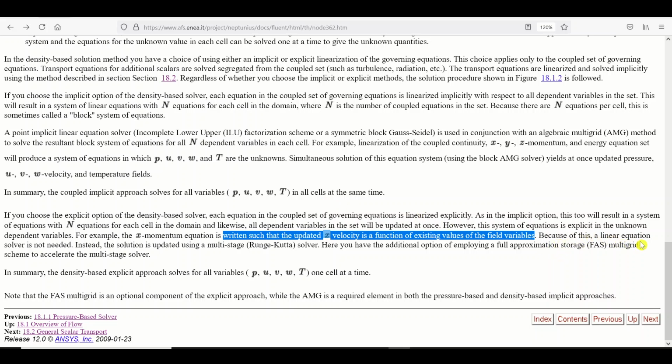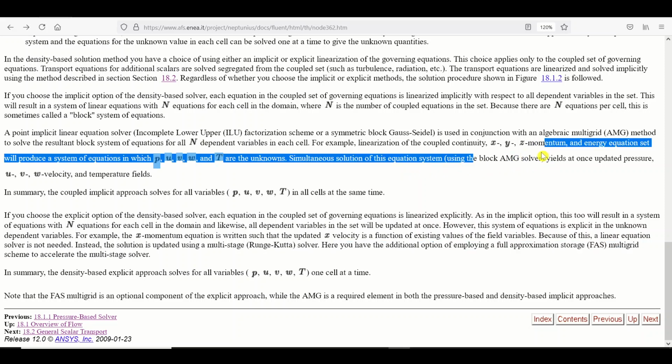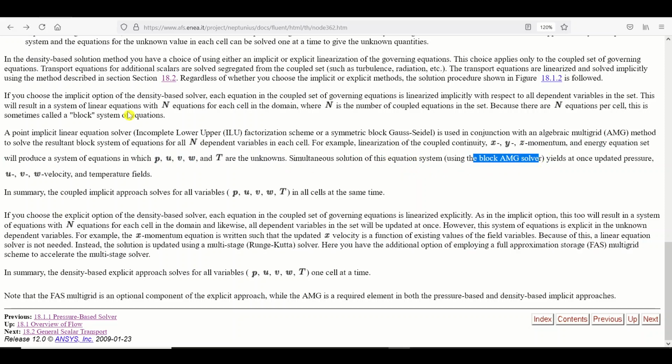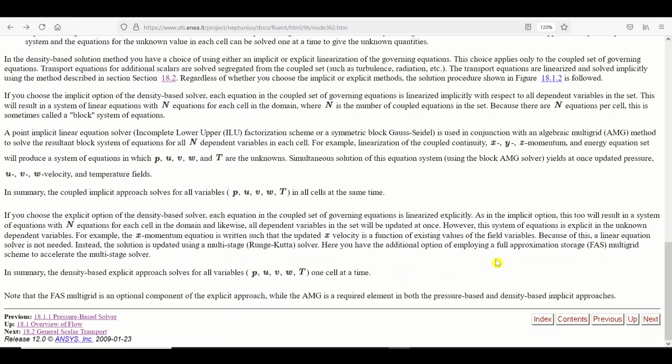Now, because of this reason, a linear equation solver is not needed. Instead, the solution is updated using the multi-stage solver. So in the previous case, we have used the AMG solver, and we have used the ILU scheme actually, but in this case, those are not required for us. And here you have the additional option of employing a full approximation storage, that is FAS multi-grid scheme, to accelerate the multi-stage solver. Now if you want to accelerate the solver, we have an additional option. This is a kind of additional tool which is present with us.